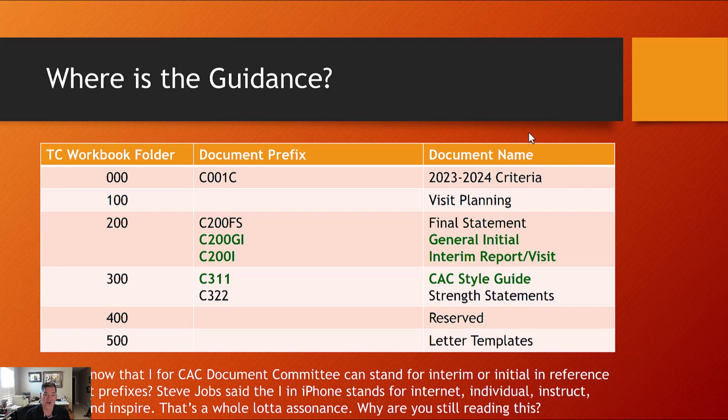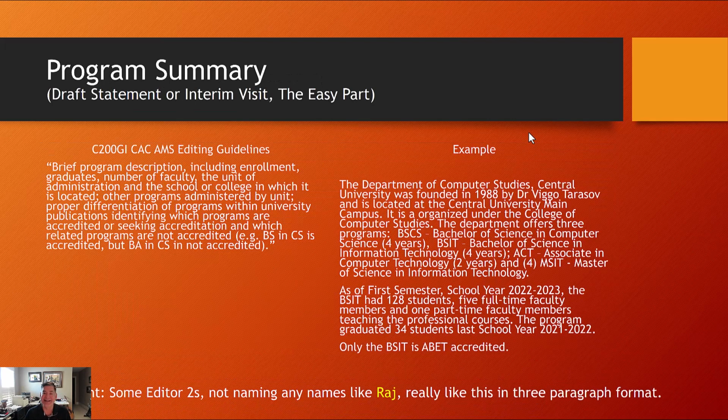The C200I is going to be the document you're going to use for interim reports and visit. And you're always going to use the C311, which is the style guide associated with this. Now, I've highlighted them in green. If you can't see it, it's the text that I changed to bold. If you can see both of it, then you can see both of it and be cool. All right, so let's get into it.